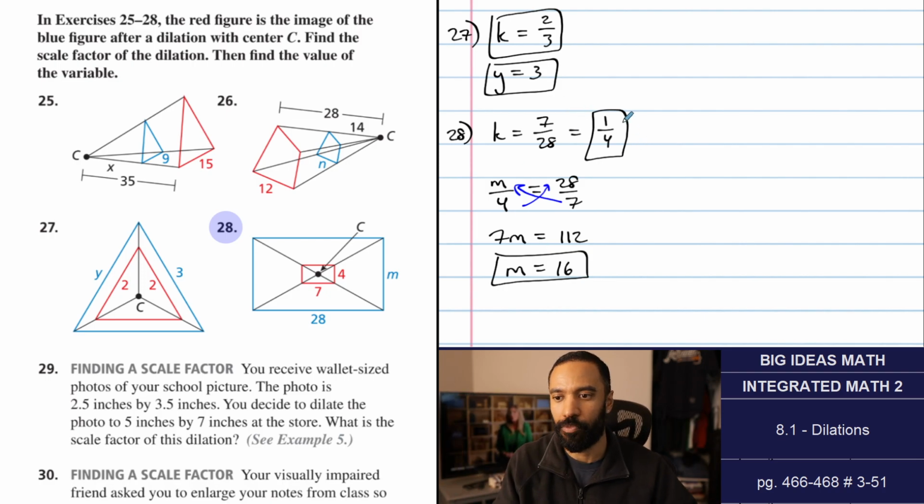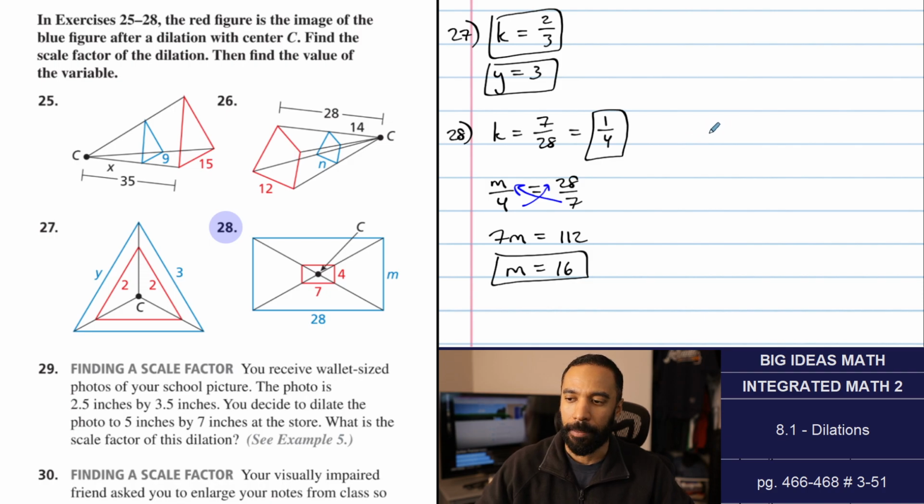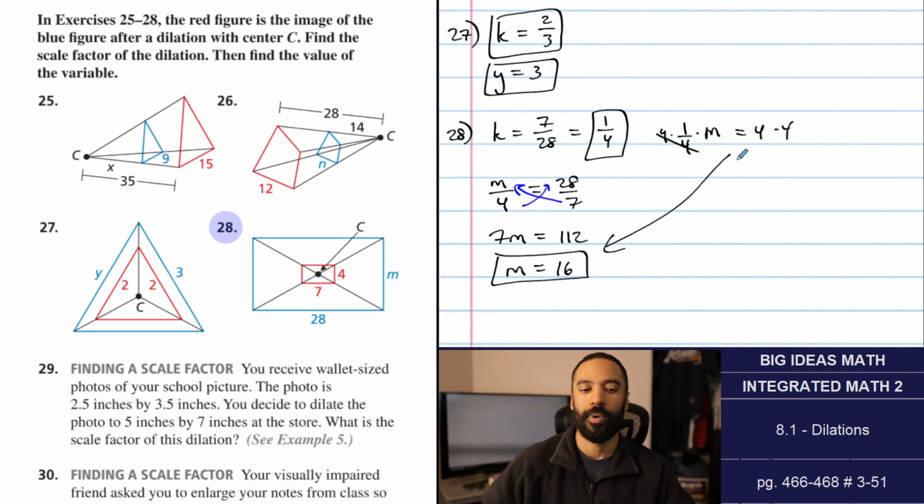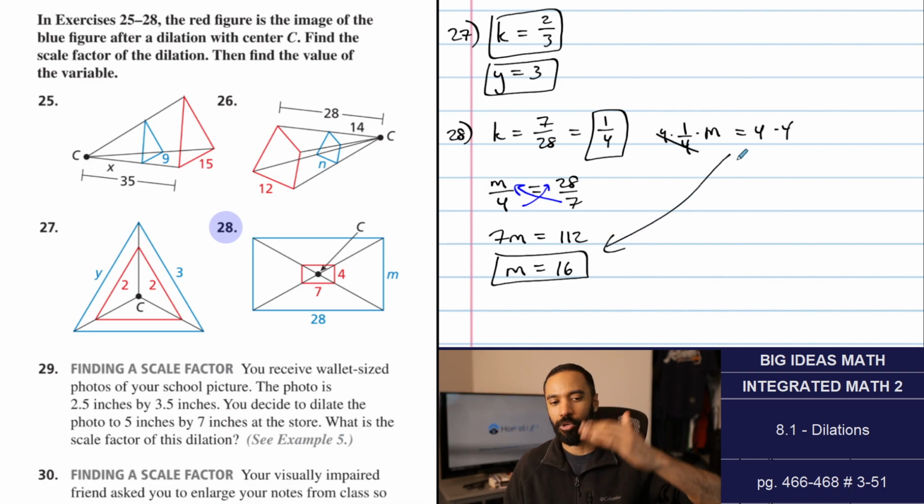How many other ways could we have done it? Let's take the 1/4 idea, exactly what we did before. I'm going to take M times some 1/4 and get 4. 1/4 of M is 4, multiply both sides by 4, and you get M is 16. There are a bunch of different ways you can do it. 28 over 7 is 4.